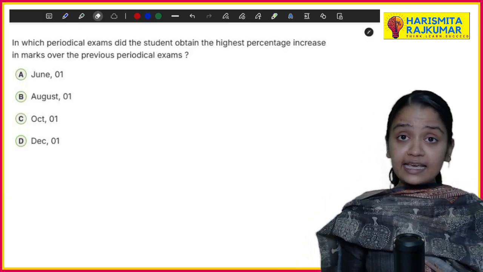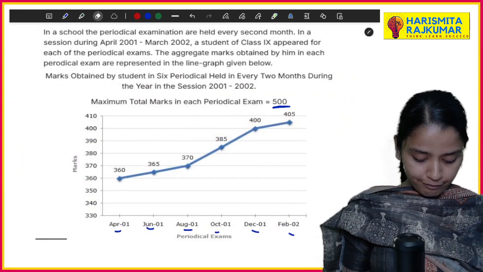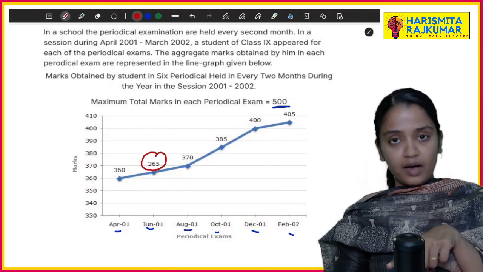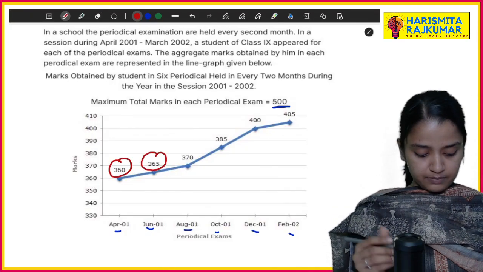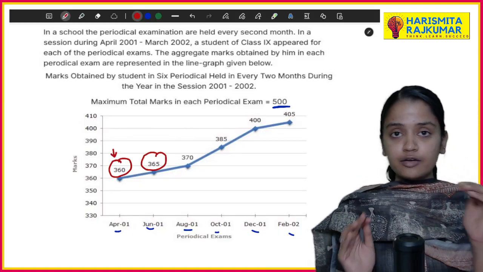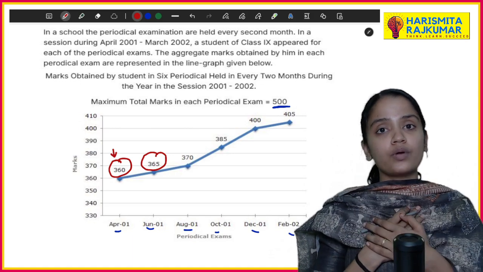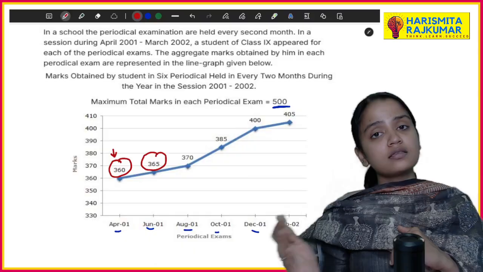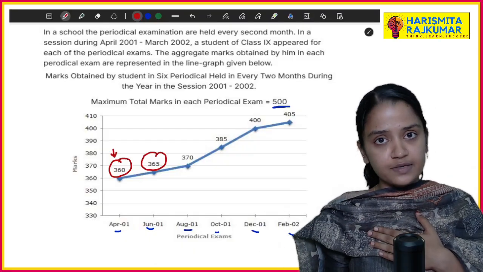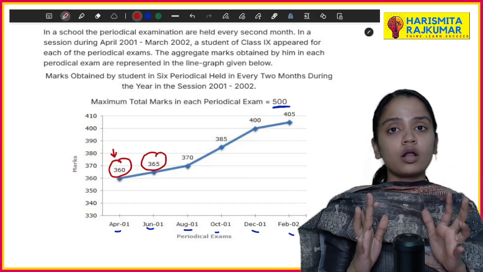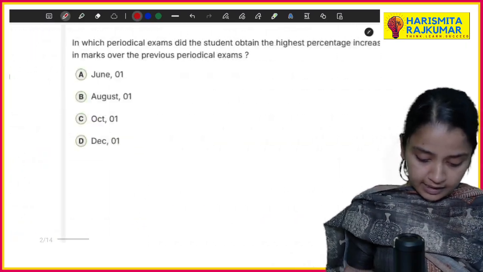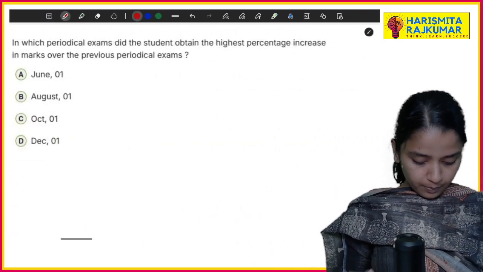For finding the percentage increase, you have to take the next month minus the previous month, divided by the previous month. Generally, if I'm scoring 90 in November and next month I'm scoring 100, from 90 I have to find the increase percentage. So the denominator will always be the previous month. Only then can you find the increase in marks or percentage.